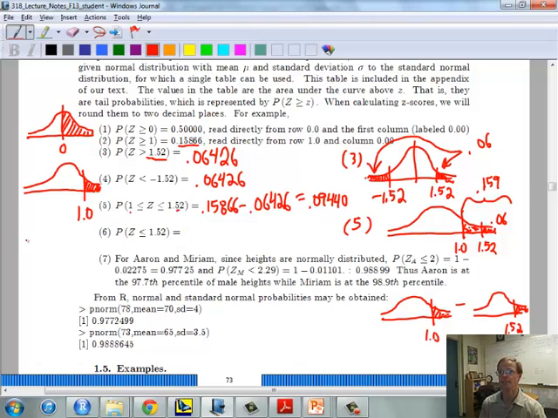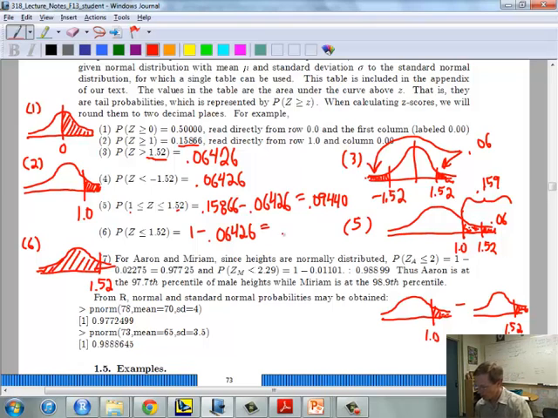Lastly, probability z less than or equal to 1.52. You can imagine that we're going to use the fact that we already know 1.52, but since we're doing less than, we shade left. The area under the whole curve is always 1 or 100%, and so shading left, I'm just going to do 1 minus 0.06426, and so we'll obtain 0.93574.